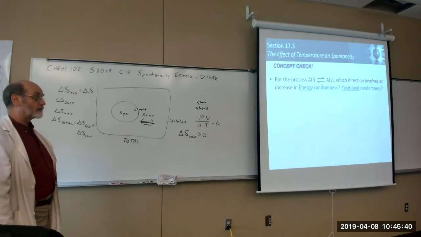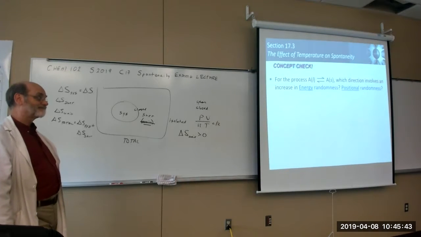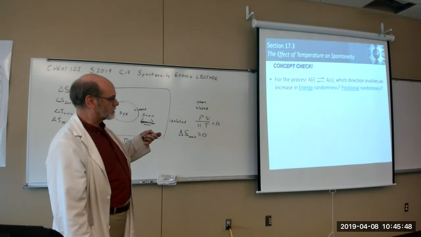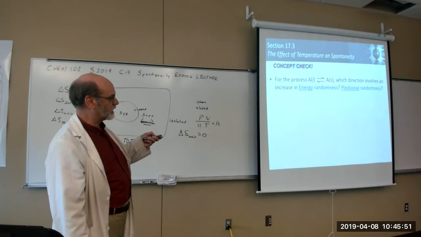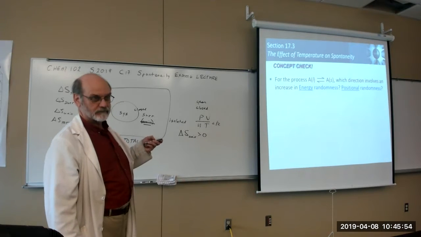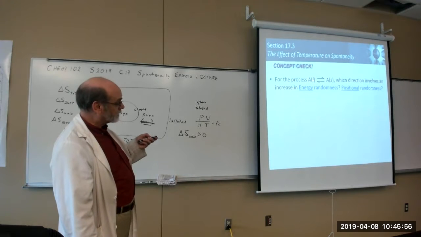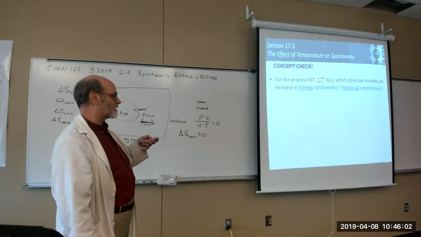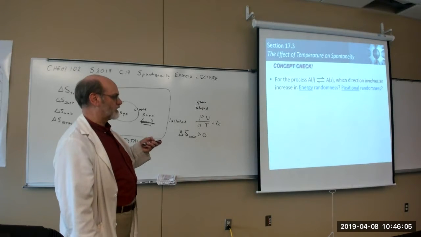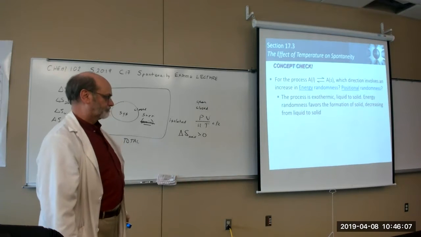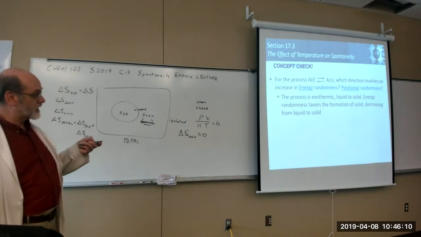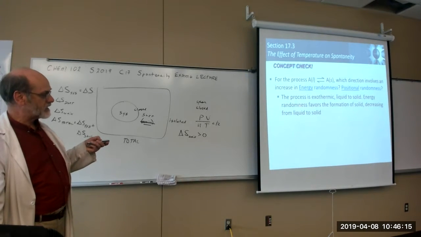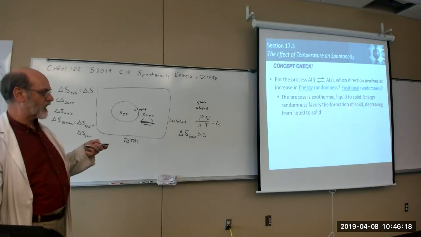Energy randomness, well, it requires energy input to go this direction, right? You have to put energy into a solid to make it a liquid. Right. So to the right should be exothermic. So we would think that the exothermic process to the right would be preferable. So this process is exothermic from left to right. And the energy randomness favors the formation of the solid.